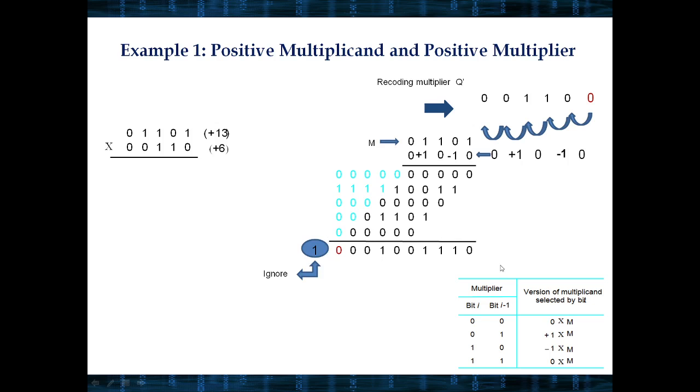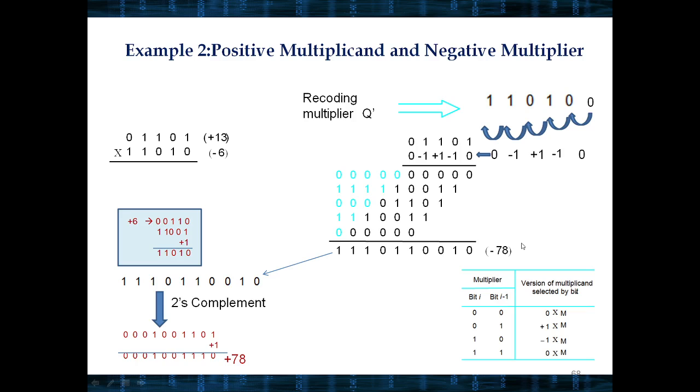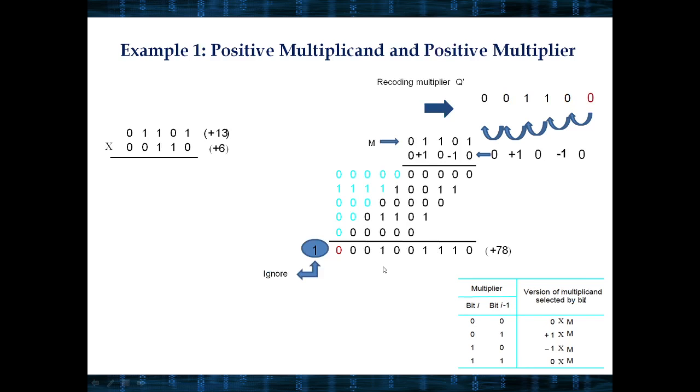the product from this multiplication operation. So this is the product, that is plus 78. Here the MSB value is 0, which means it is a positive number. So plus 78. This is example 1.